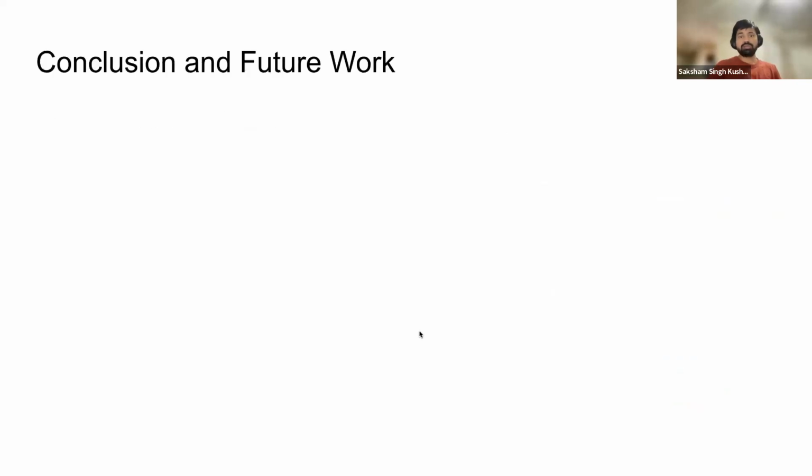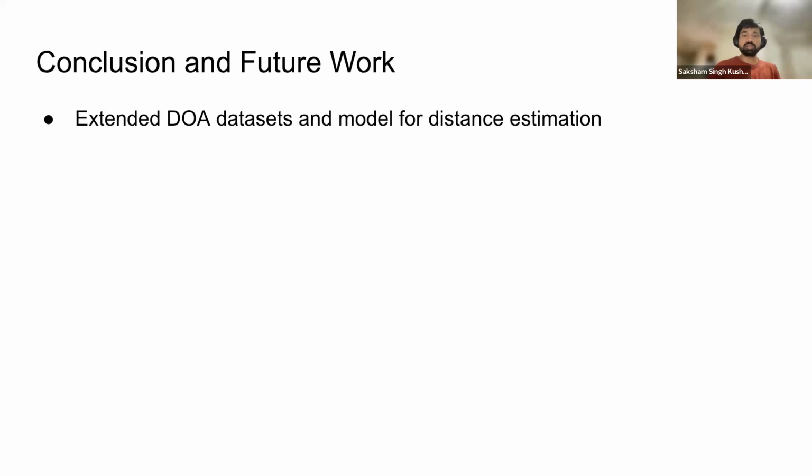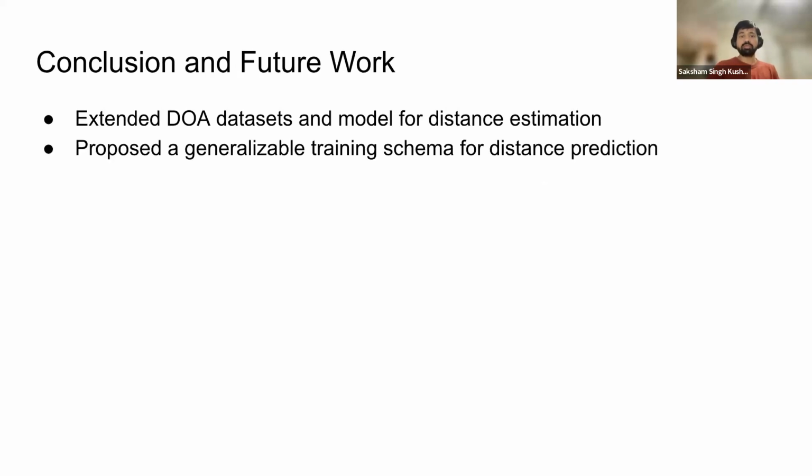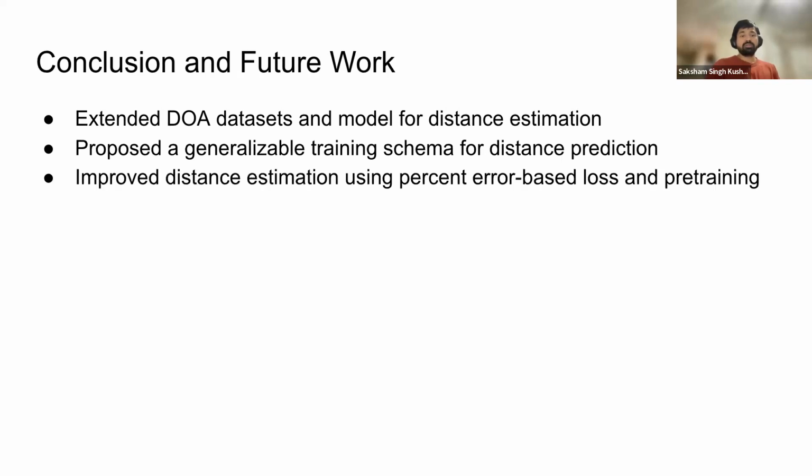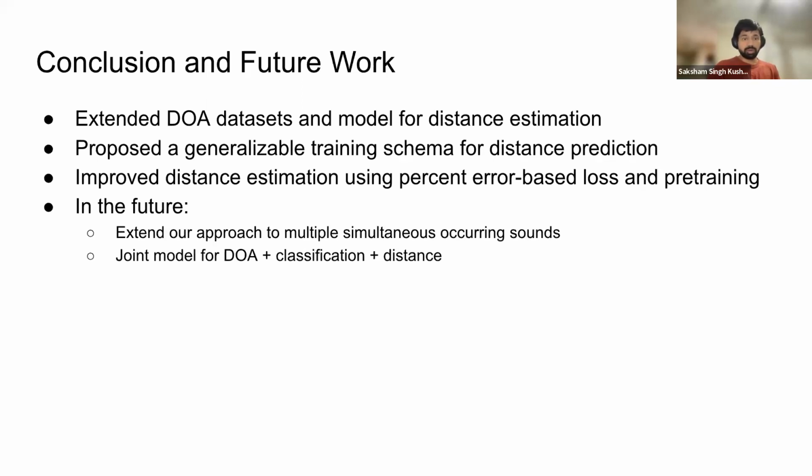In conclusion, we extended the DOA datasets and models for distance estimation. We proposed a generalizable training schema that is effective over diverse acoustic environments. We improved distance estimation using percentage error-based loss and pre-training. And in the future, we would like to extend our approach to work on multiple simultaneously occurring sound sources. We also want to have a joint model for direction of arrival estimation, classification, and distance estimation.